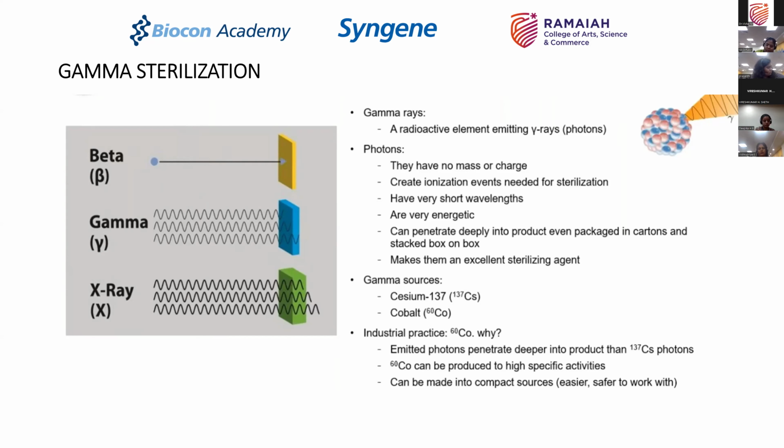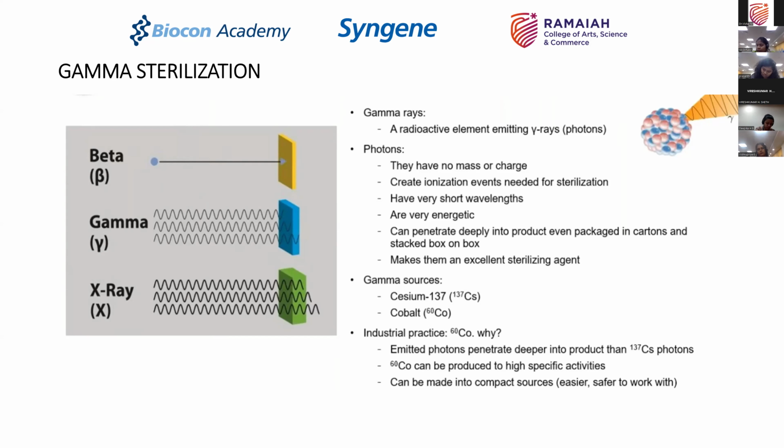Sources, as I said, there are two, cesium 137 and cobalt 60. However, cobalt 60 is the most widely used again because of two reasons. One, cobalt 60 can be produced to high specific activity. So you can generate the energy levels into cobalt 60 and control them much better as compared to cesium 137. Emitted photons penetrate deeper into the product than cesium photons.